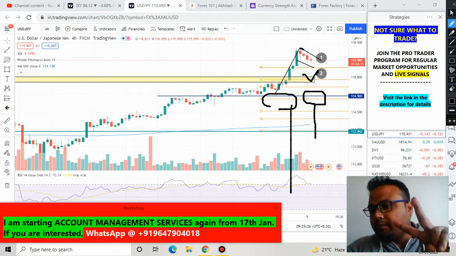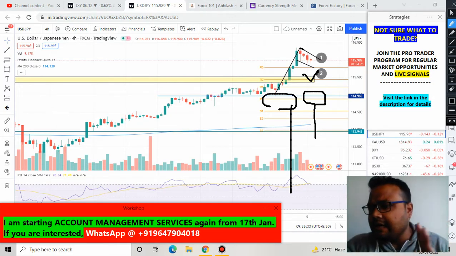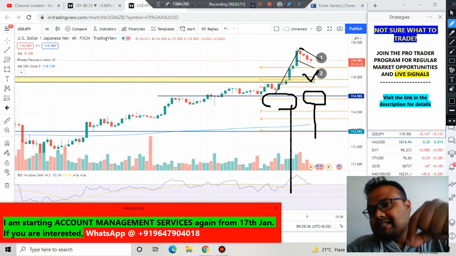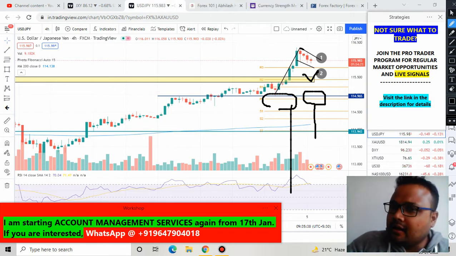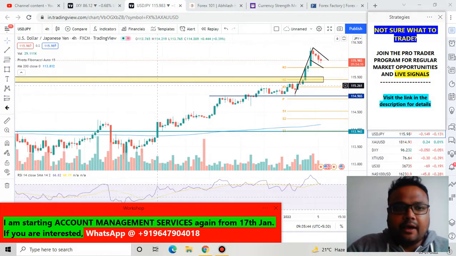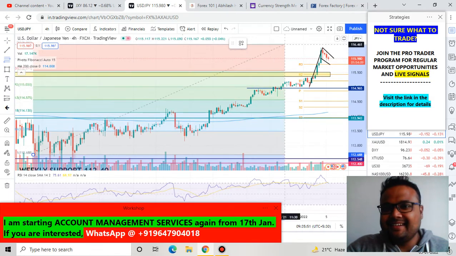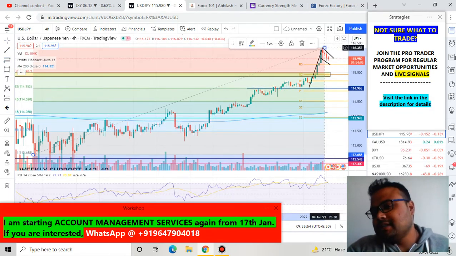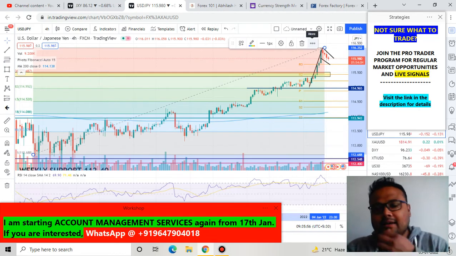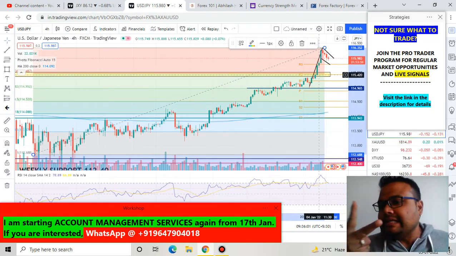So these two are the trading opportunities. If the market breaks the flag and starts going up, you can take a buy. On the other hand, if the market fails to break the flag and starts coming down, you can get another buying opportunity at the 115.50 level. And if I try to draw the Fibonacci retracement, you can see the Fibonacci retracement is also pointing towards the 115.50 level only. So as of now, let's keep our eyes on these two levels.